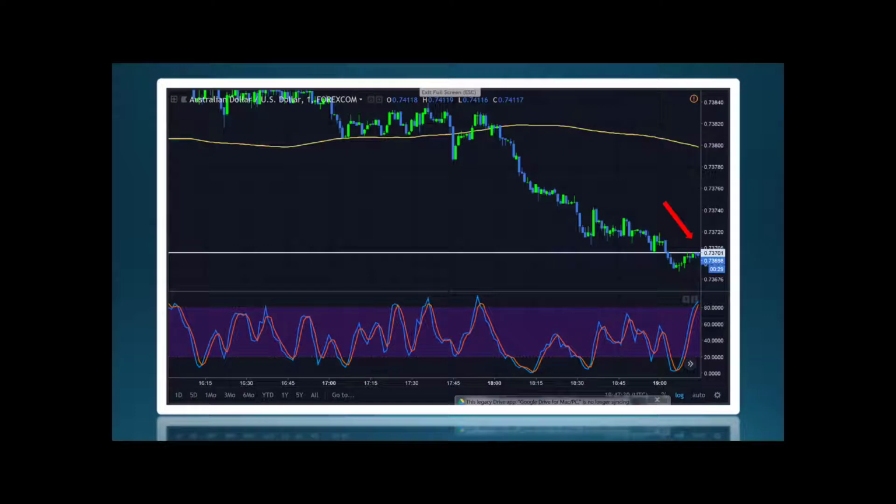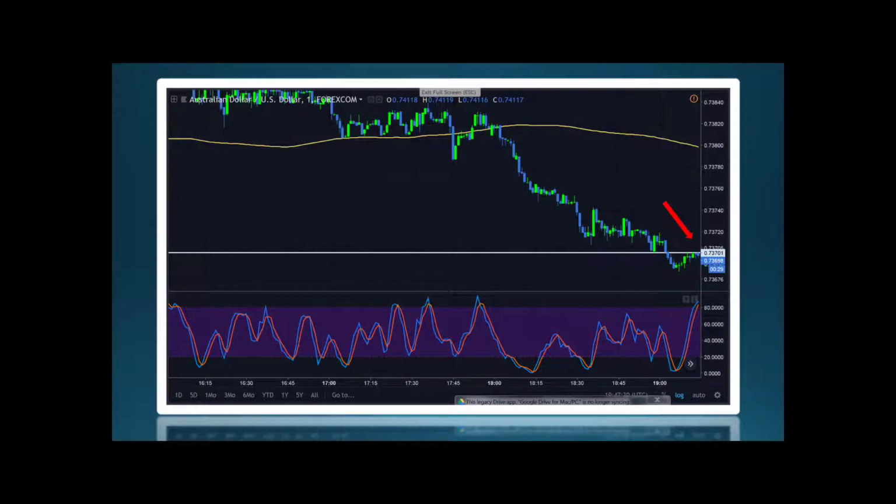It looked like it was testing a bit of resistance, a support level there, and I expected it to fall further based on the weakness, the stochastic indicator being in overbought territory, and it pressing a previous support level. In this case, I took profits at previous support, just a little bit lower down.